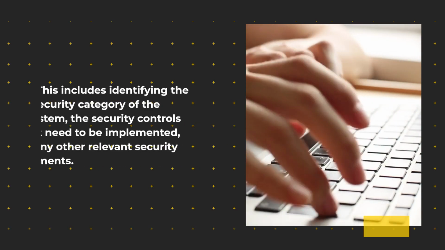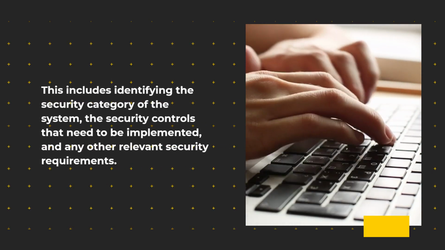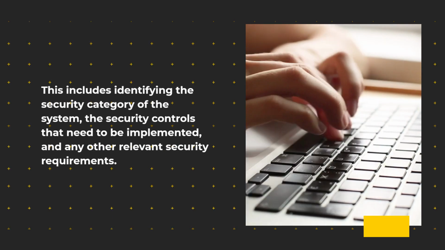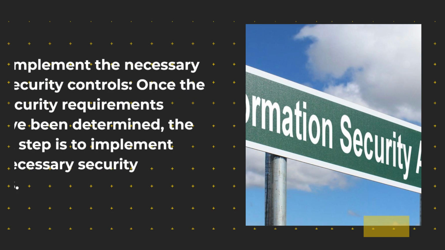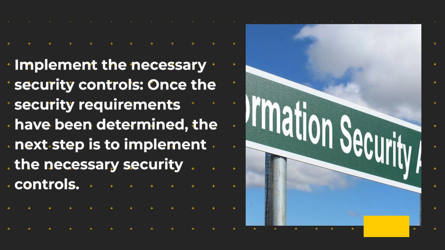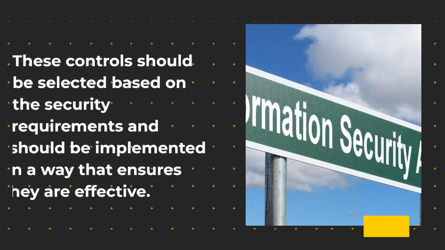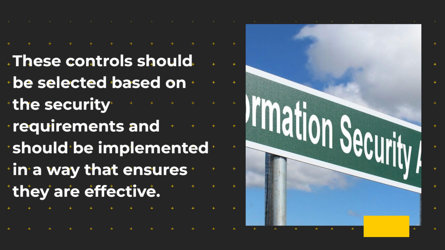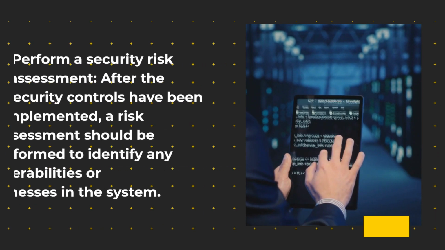This includes identifying the security category of the system, the security controls that need to be implemented, and any other relevant security requirements. Implement the necessary security controls. Once the security requirements have been determined, the next step is to implement the necessary security controls. These controls should be selected based on the security requirements and should be implemented in a way that ensures they are effective.